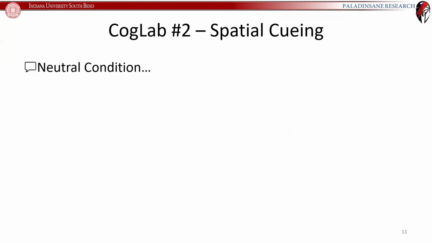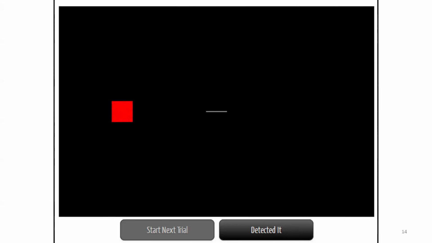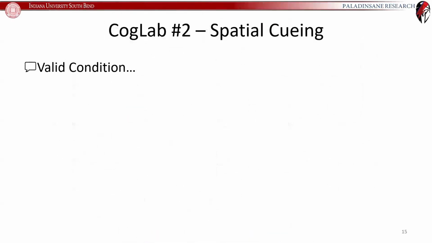All right, so what did these look like? Well, we had a neutral condition. In the neutral condition, you saw this display, you're fixating on that plus in the center of the screen. You got a straight line that had no arrow on it, so no indication of where the red square is going to appear. And then the red square appears, you hit detected it, and that was one trial in the neutral condition. In the valid condition, we again have our center fixation, but this time we have an arrow, and this arrow is pointing to the right. And in the valid condition, that's where the square appeared. So you hit detected it, and that was the end of a valid trial.